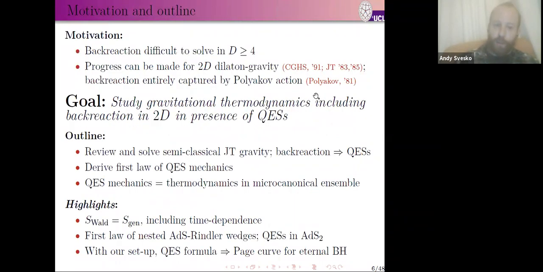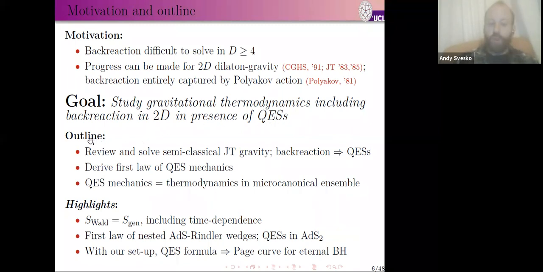So with all that as motivation, the problem of backreaction is difficult to solve in dimensions 4 and greater, but progress can be made if you work with so-called 2D dilaton theories of gravity. This is because the backreaction can be entirely captured by the Polyakov action. So the main goal of this talk and of our paper was to study the gravitational thermodynamics, including this backreaction, in 2 dimensions, but paying particular attention, with the viewpoint that quantum extremal surfaces may be present and are of interest.